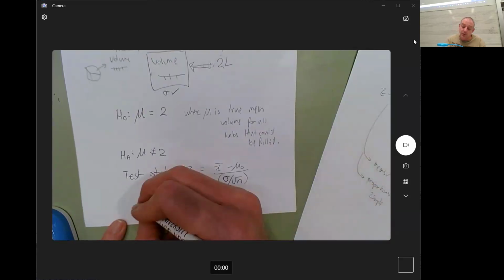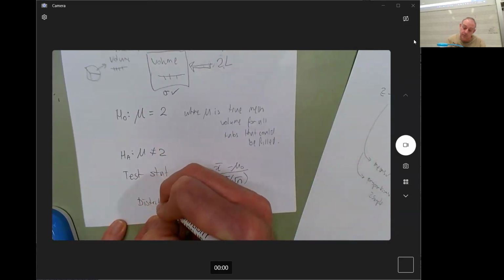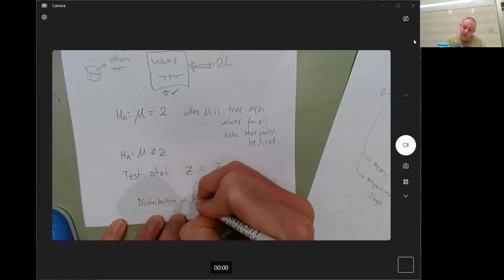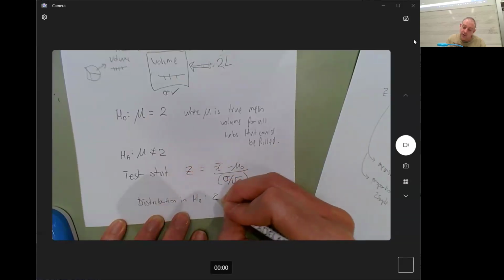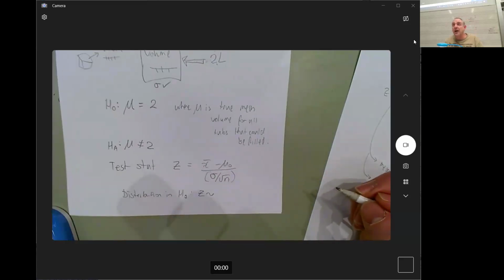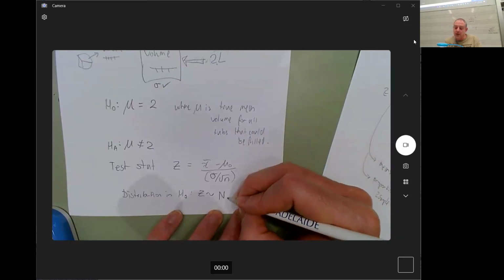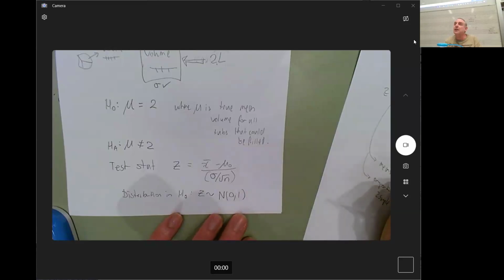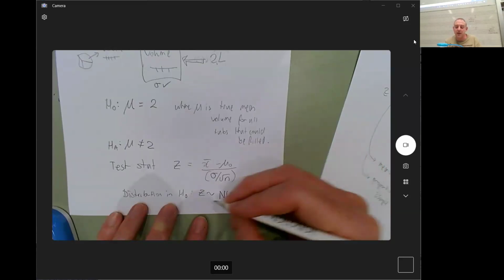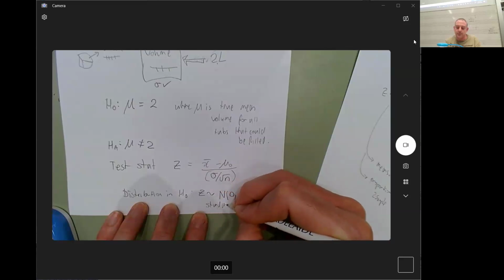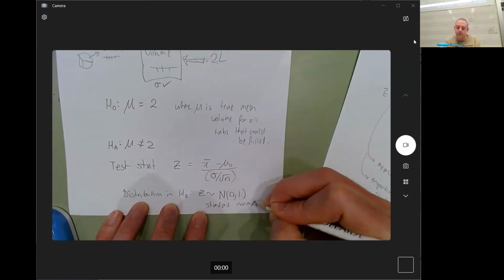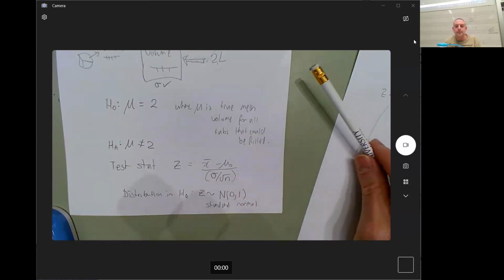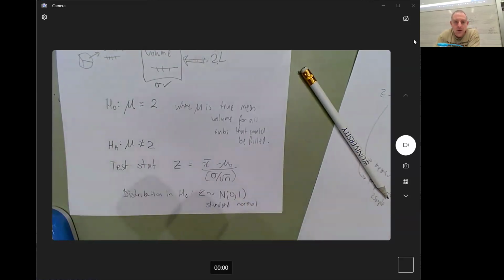And so we know what the distribution in H0 is: the standard normal distribution. Z is always used for the standard normal distribution. And so we have N(0, 1). Those are the symbols that mean the standard normal distribution. Okay. And cool, that's that step.